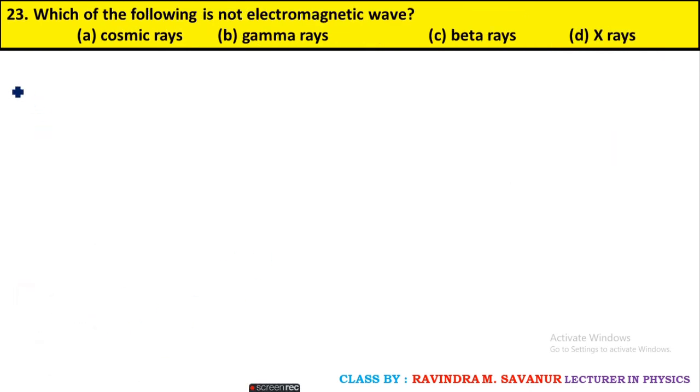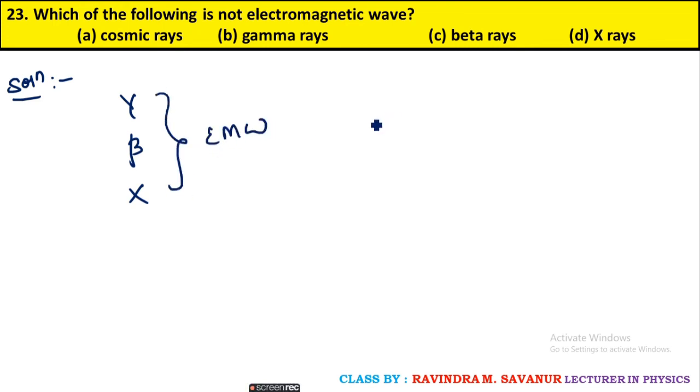Next question. Which of the following is not an electromagnetic wave, again? Gamma belongs to electromagnetic wave, beta belongs to electromagnetic wave, X-ray belongs to electromagnetic wave. All are electromagnetic waves. Only which one? Cosmic rays, which does not belong to electromagnetic waves.